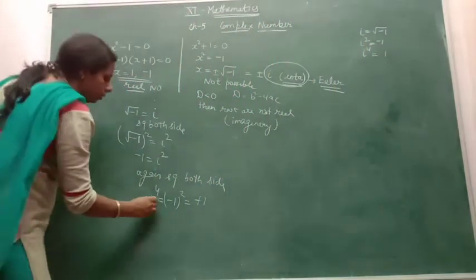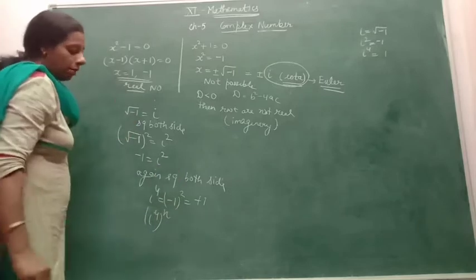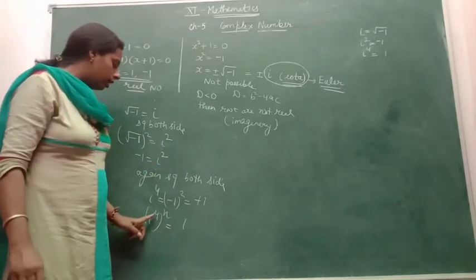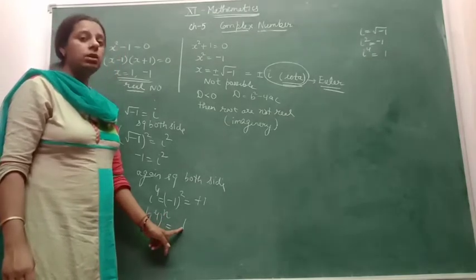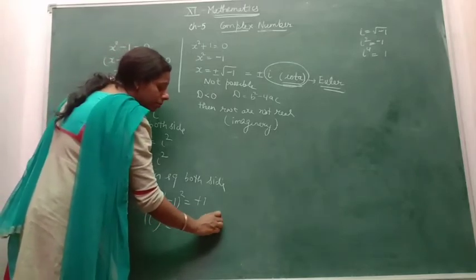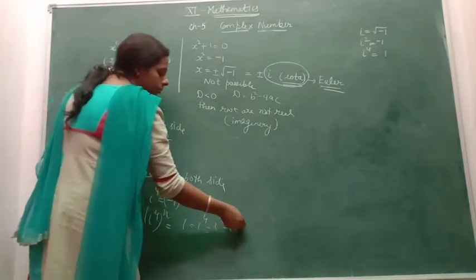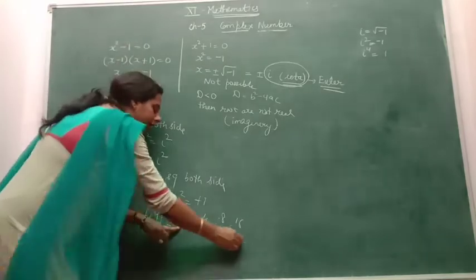It means that for any multiple of 4 as the power of iota, the answer will be 1. Either it may be iota power 4, iota power 8, or iota power 16, all are multiples of 4, that means their value should be 1.